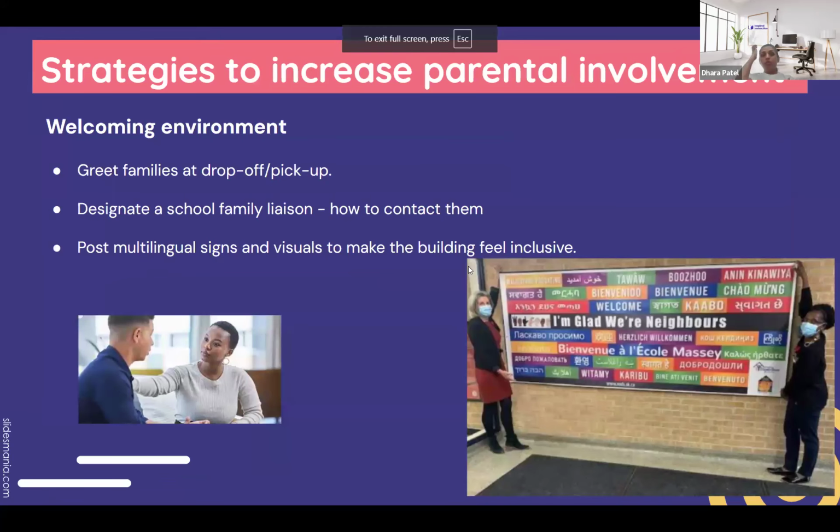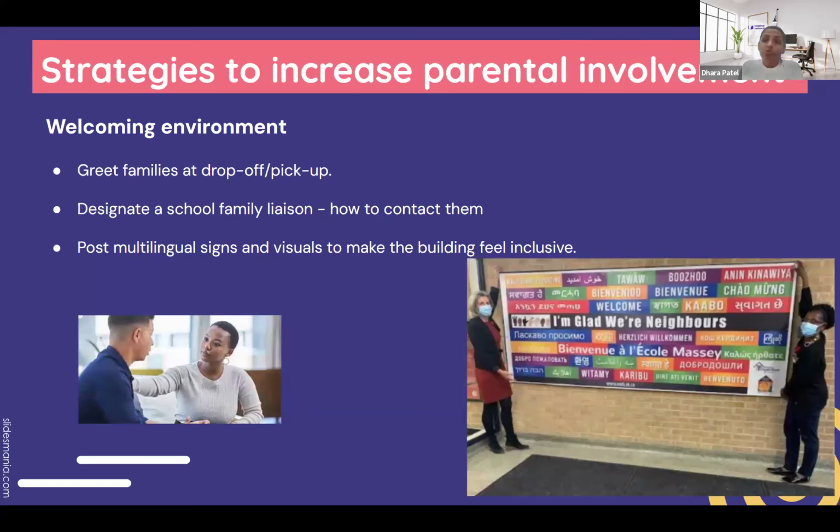Another way to increase parental involvement is to think about your school structure, right? Create a welcoming environment. Are you out there greeting families at drop off and pickup? If you are, continue doing that, because that's a way to increase parental involvement, right? Designate a school family liaison, and the parents should know who that person is, right? So if it's not you as a school administrator, who is there, right? Is it the guidance counselor? Is it the school social worker?